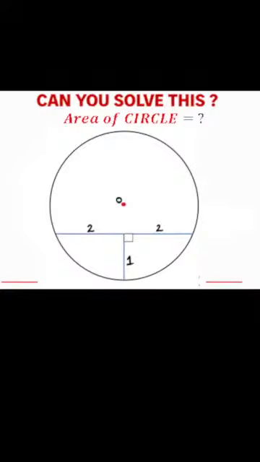I'm waiting for the correct answer along with the correct approach, guys. Let's see how many of you can answer this. First, you need to solve for the radius. I need the approach for the radius. Then for the circle, you can give the answer in terms of pi. Just give the exact answer.